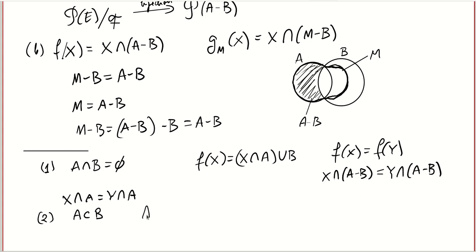Okay, then A minus B is precisely the empty set, right? Because all the elements of A are in B, so if we subtract them all, then we're left with nothing, right? So this equality becomes x intersection the empty set is equal to y intersection the empty set. But x intersection with the empty set is of course the empty set, right? Because there are no elements in common here, and y intersection with the empty set is also the empty set. So this equality is trivial. I mean, it's satisfied for every pair of x and y that you choose.